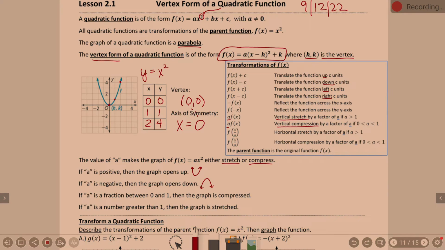If A is a fraction between 0 and 1, then the graph is compressed. Don't we have that up there in our chart? Okay, if it's a number between 0 and 1, the graph is compressed. If the number is greater than 1, isn't that up here also? Then the graph is stretched. Okay, so my A value tells me all of that. But the key that I really need you guys to easily pick up on is right here. If that A value is positive, right side up U. If the A value is negative, upside down U. That's got to be locked in, guys.